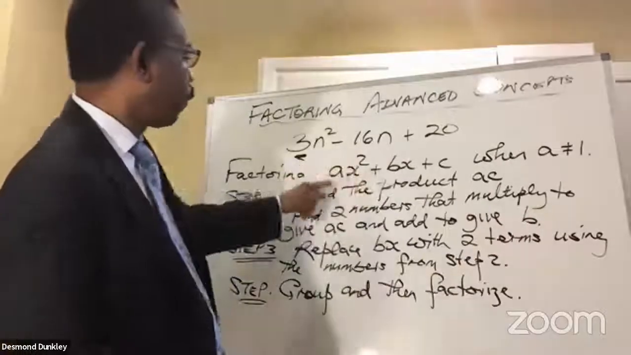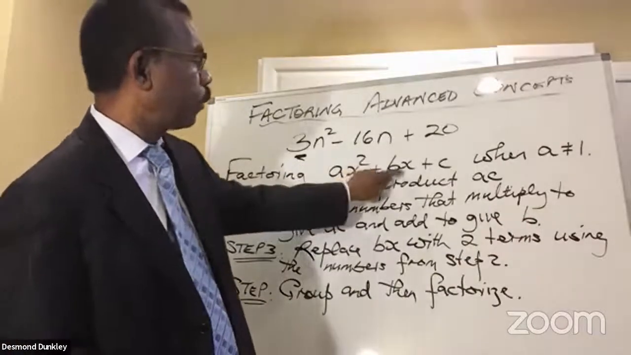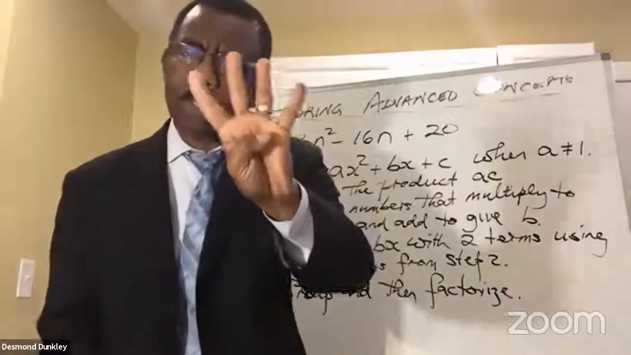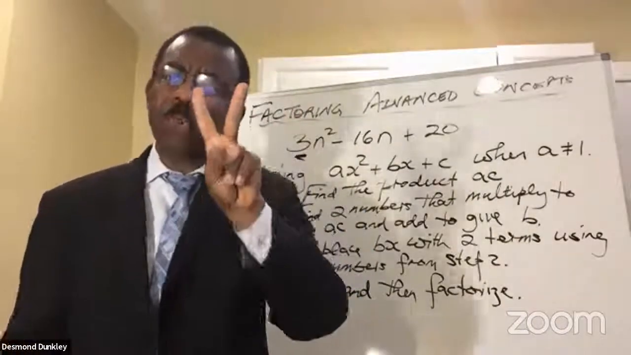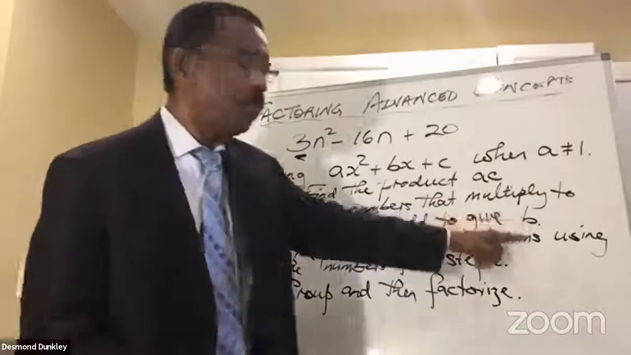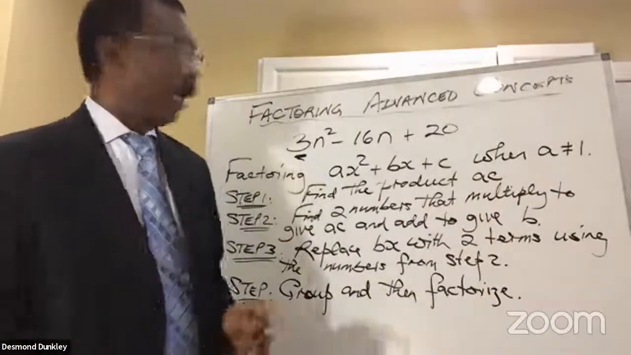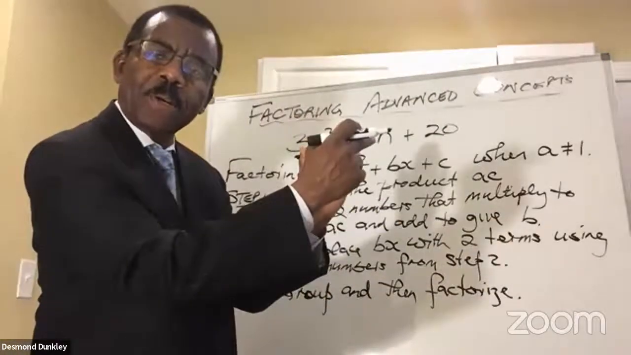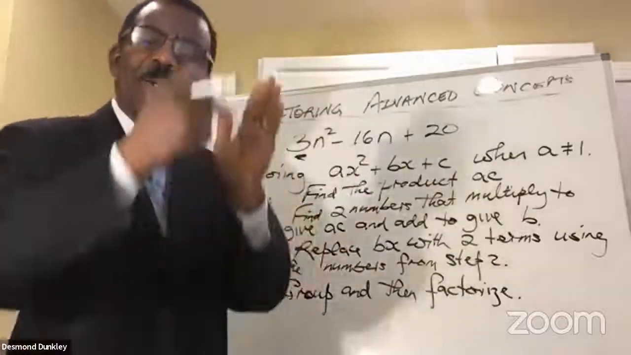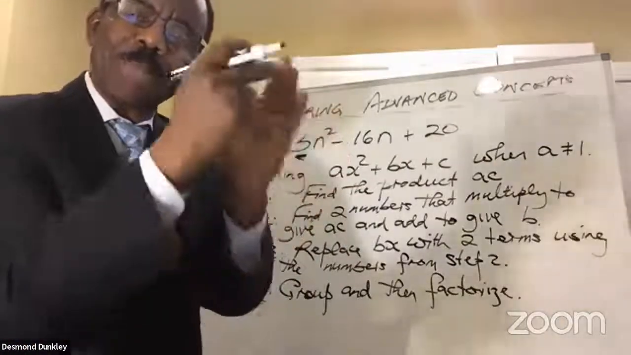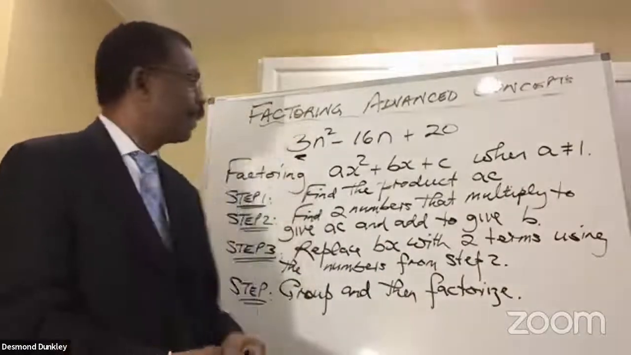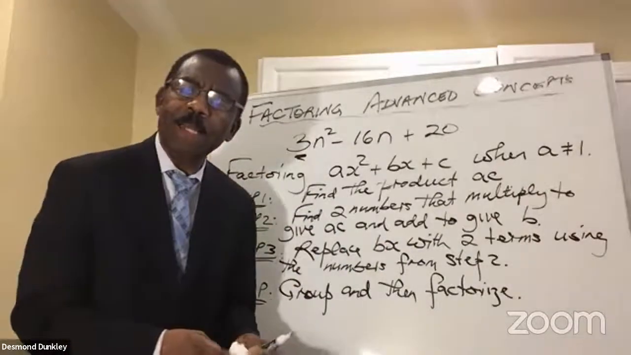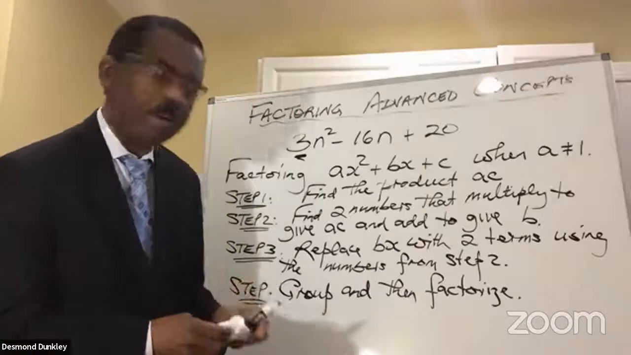So now we're going to end up with 1, 2, 3, 4 terms. We're going to get 4 terms because the middle term was now replaced using 2 terms because of the two numbers we got. Then we're going to group the first 2 terms and factorize, group the second 2 terms and factorize, and put it together. Boom, there it is. So let's take a look at this example and see how it works.